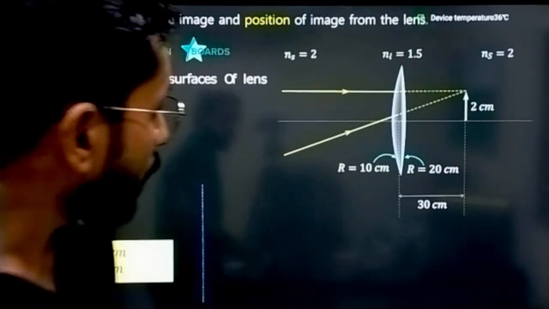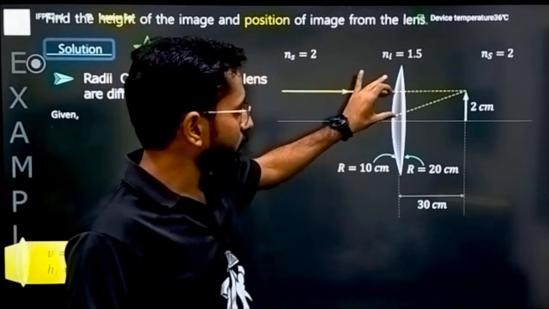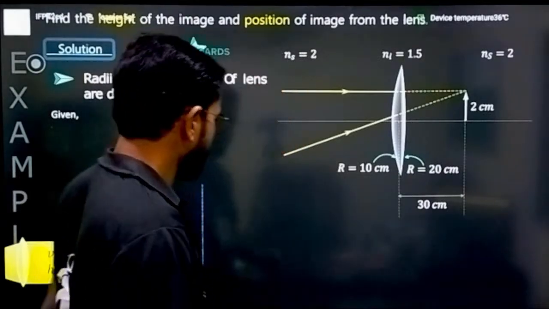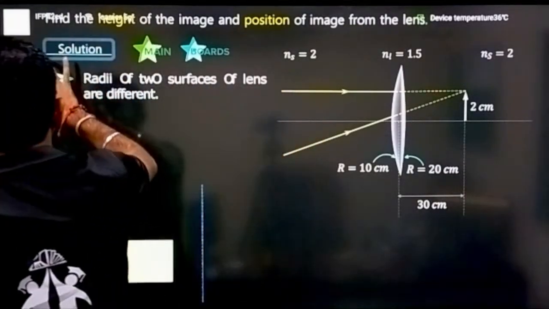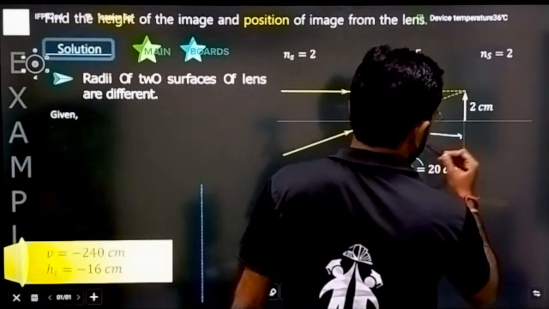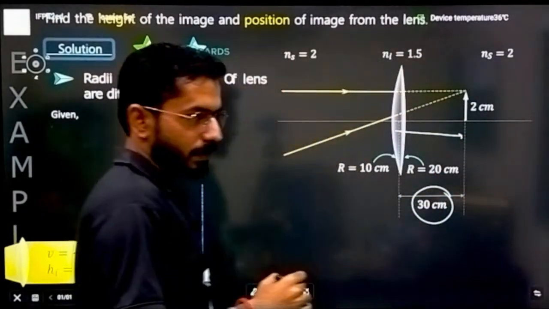See, firstly understand, two incident rays are coming and they appear to converge at a point. That point will be called the object distance. So this is the first thing that you will understand from here. What kind of object is it? Virtual object. And what is the distance? The distance is given as 30 centimeter.